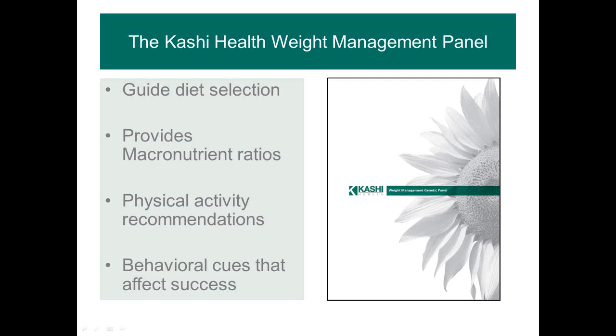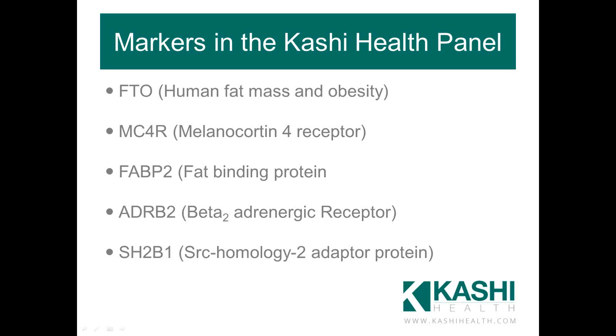The way we've set forth to design the Kashi Health Weight Management Panel, it helps your patients to guide diet selection based upon recommendations found in the literature, provide macronutrient ratios to get the best weight results possible, physical activity recommendations, and behavioral cues that affect success, such as understanding the ability to perceive satiation, how well your body responds to physical activity, etc. The markers that we utilize in the Kashi Health Weight Management Panel include 5 different markers: FTO, the human fat mass and obesity gene; MC4R, the melanocortin-4 receptor; FABP2, the fat binding protein; ADRB2, beta-2 adrenergic receptor; and SH2B1, a circumology-2 adapter protein.